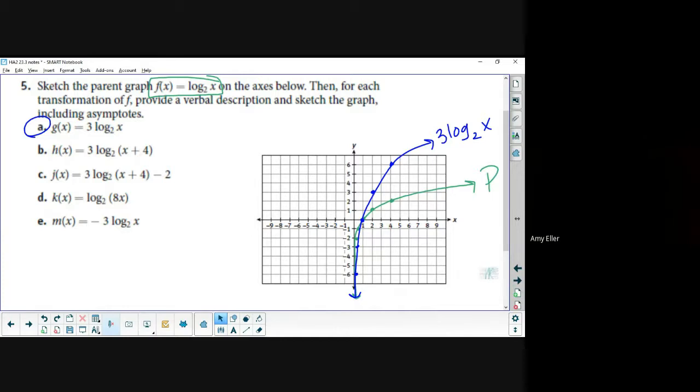We are not going to graph B, but can somebody tell me what they think would happen to the parent function? Left 4, and we'd still do the stretch by 3, right? Very good. So we are not going to do that one, but it would take the parent function left 4, and it would vertically stretch it by 3. I would like us to plot this next one. Take your parent function, left 4, vertical stretch by a factor of 3, and then go down 2.